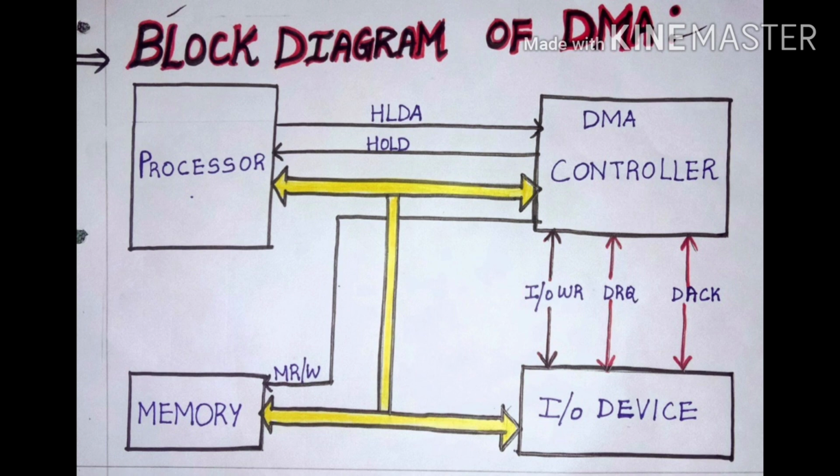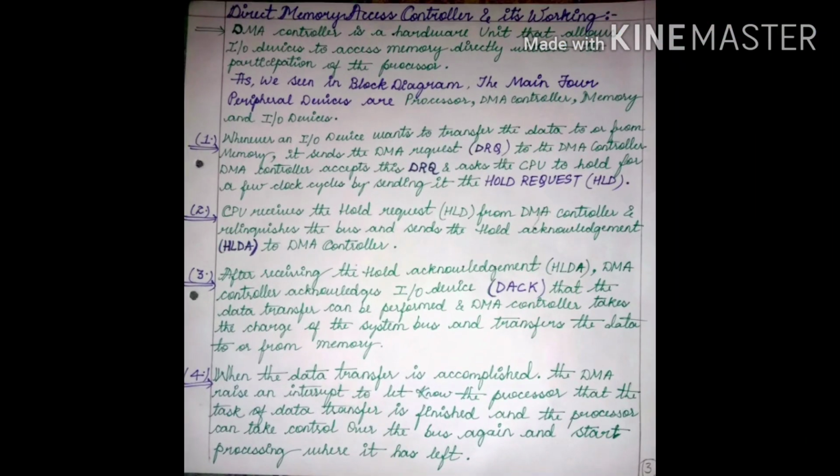Now let us see the working of the DMA, that is, the Direct Memory Access Controller. We have already learned that it is a hardware unit that allows an input-output device to access memory directly without the participation of the processor. It does not involve the processor. Without the processor, it directly accesses memory. As we have seen in the block diagram, the main four peripheral devices are processor, DMA controller, memory, and input-output devices.